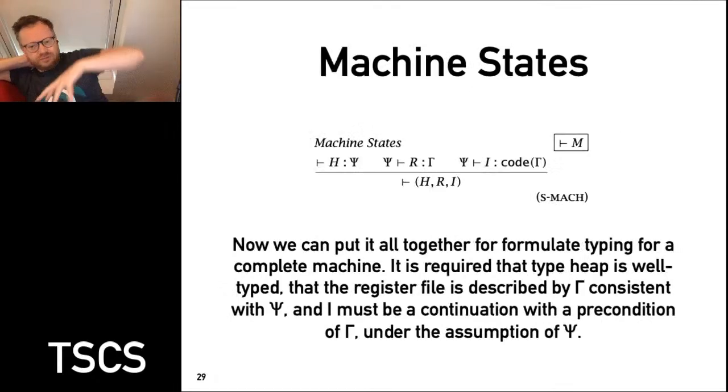And then you can sum this up. Now we're building this from bottom to top. So a well-typed machine under no assumptions is composed when we have a well-typed heap, H, that is well-typed as psi, and under the assumptions of psi, the register typing is also well-typed, and the instructions are typed as code gamma under the assumptions of psi.